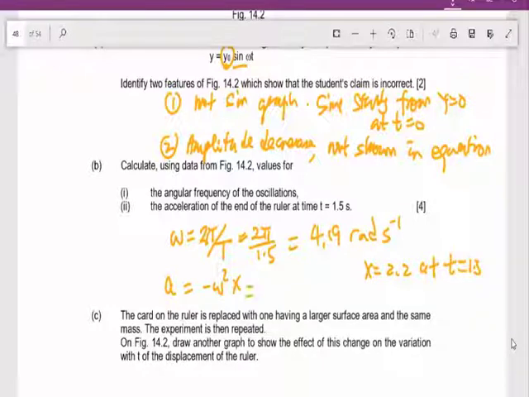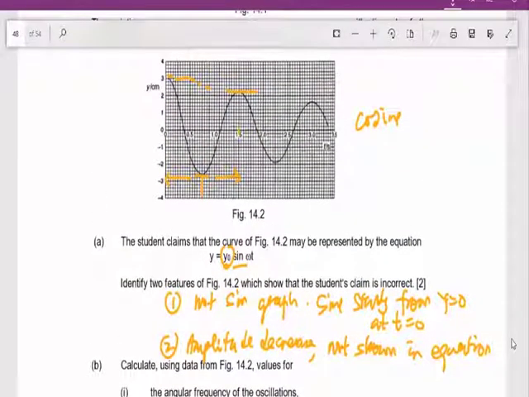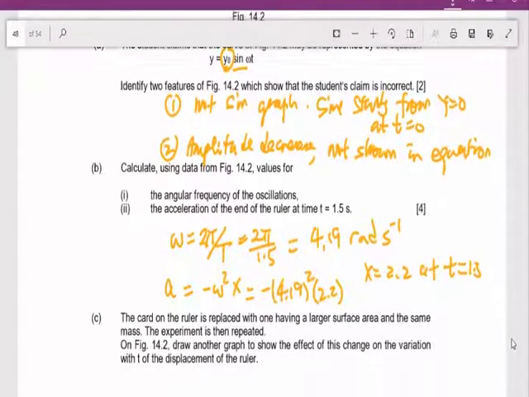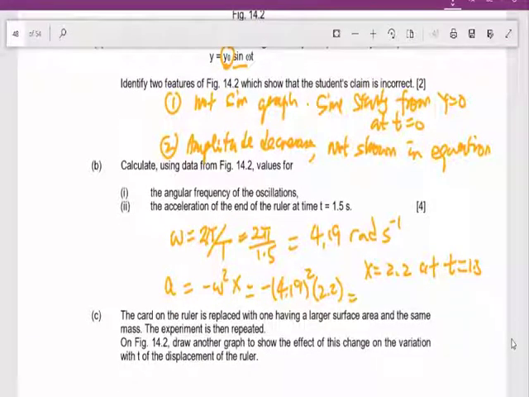So you substitute that value inside, omega already obtained earlier, and multiply by 2.2, and 2.2 is from the graph here, 2.2 cm. You may want to convert it. So if you work out the value, you should get minus 38.6 cm per second squared, because we use cm per second squared.